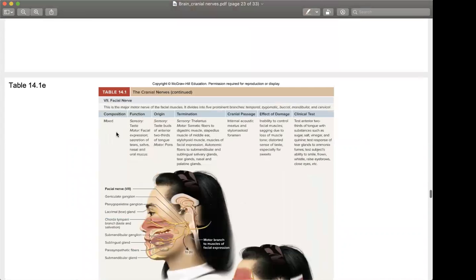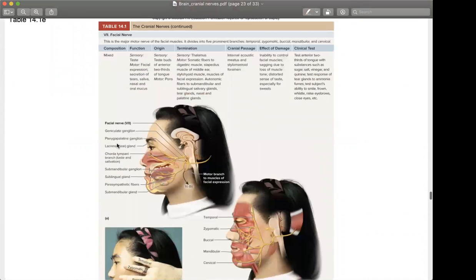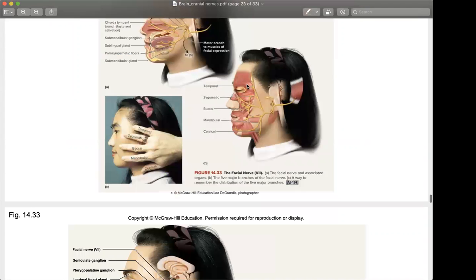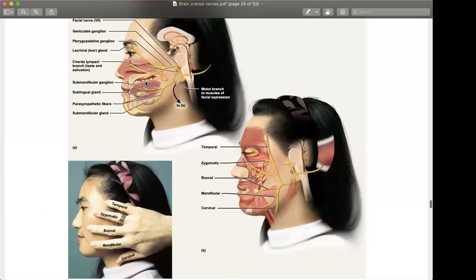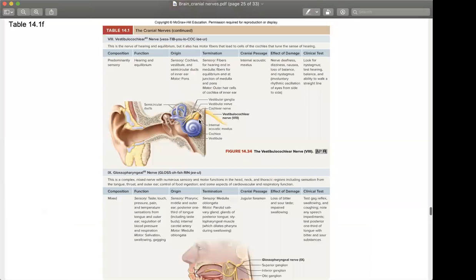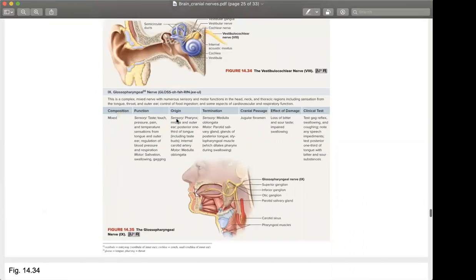Again, the facial has a lot of different branches as well. There's 5 different branches of the facial. Again, it tells you kind of where they terminated: the temporal area, zygomatic area, the cheek, the mandible, or in the neck. And again, vestibulocochlear. The cochlea is the snail-like organ that picks up hearing. The vestibule is the opening to it that, with the semicircular canals, picks up balance and motion type of information.